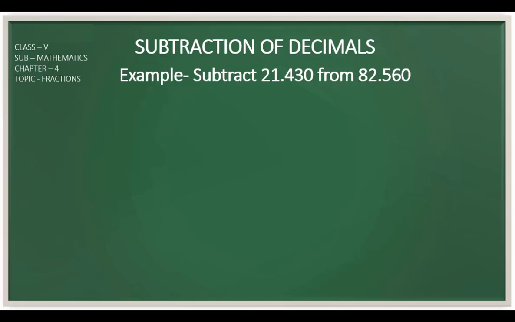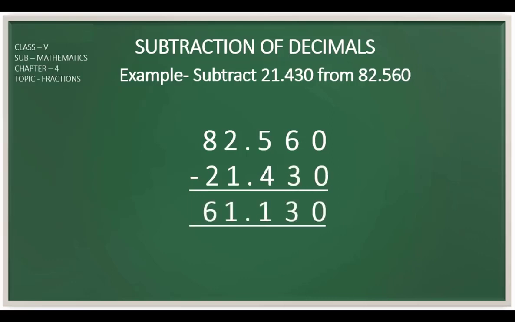So 0 minus 0 gives us 0. 6 minus 3 will give us 3. 5 minus 4 will give us 1. 2 minus 1 will give us 1. And 8 minus 2 will give us 6. Again, we should keep in mind the place of decimal point should be on the same position. Therefore, now our answer will be 61.130.